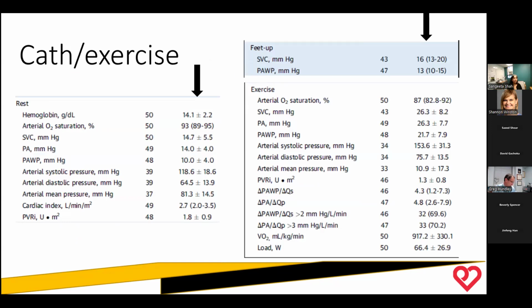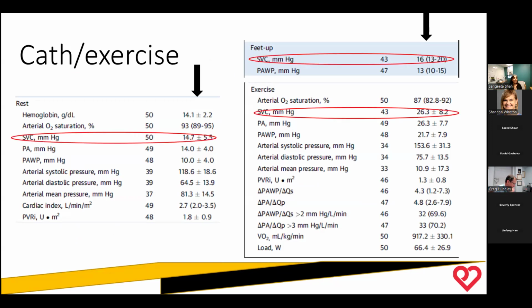So a sick population is what I'm going to say. Hemoglobin in this population was 14, which means that they weren't very hypoxic at baseline because, look, their oxygen saturation is 93%. Let's look at the Fontan pressure, which is the SVC pressure, was about 15 at baseline. With their feet up, it was 16. And then when they exercised these patients, some of them went up to 26 millimeters of mercury, which is really a lot.